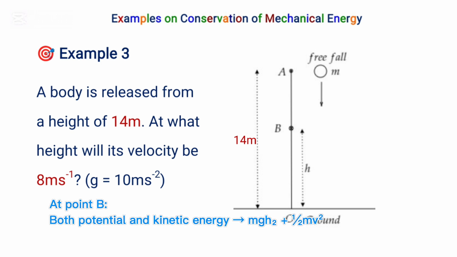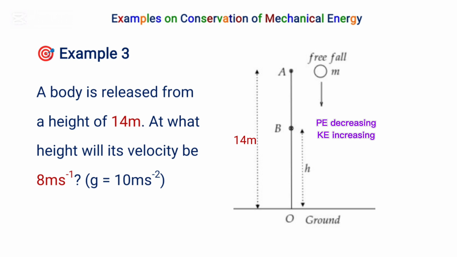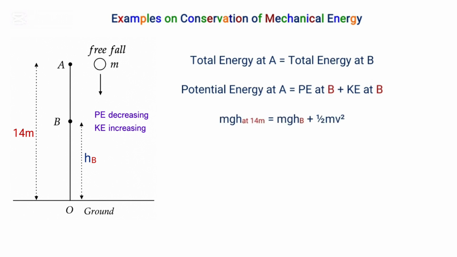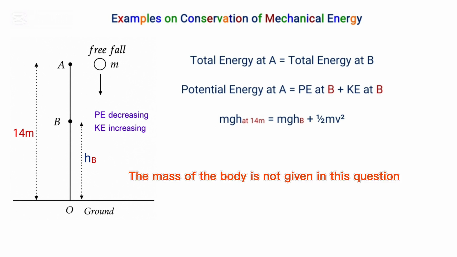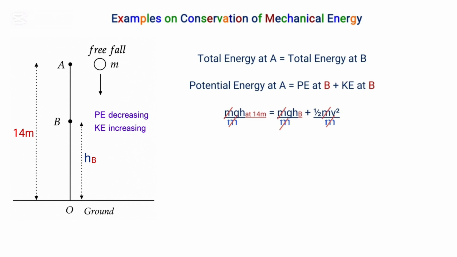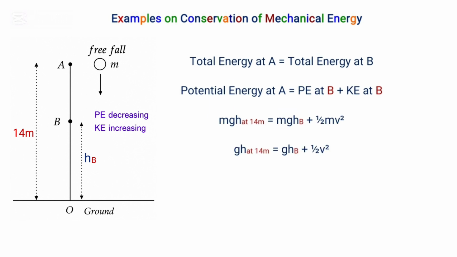At B, the body possesses both potential and kinetic energy. Let the height at which the velocity is 8 meters per second be hb. So total energy at A will be equal to potential energy at B plus kinetic energy at B. mgh is equal to mghb plus half mv square. The mass of the body is not given in this question. That will not be necessary. So we divide each term by m, the mass. The equation becomes gh is equal to ghb plus half v square.